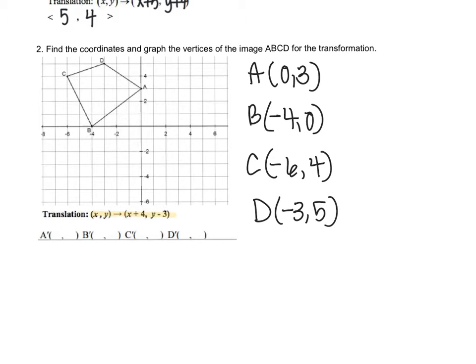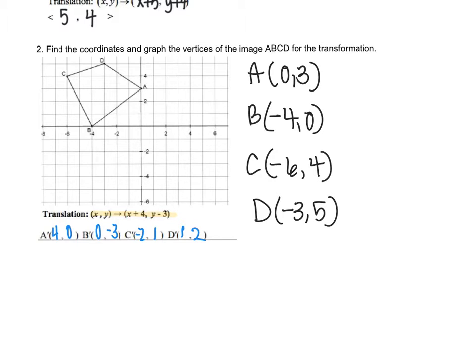Now I can apply my rule to each of those points, which is to add 4 to x and subtract 3 from y. So my new point A prime: 0 plus 4 is 4, and 3 minus 3 is 0. B prime: negative 4 plus 4 is 0, and 0 minus 3 is negative 3. For C prime, negative 6 plus 4 is negative 2, and 4 minus 3 is 1. And for D prime, negative 3 plus 4 is 1, and 5 minus 3 is 2.